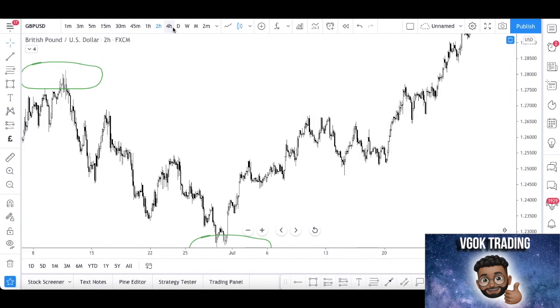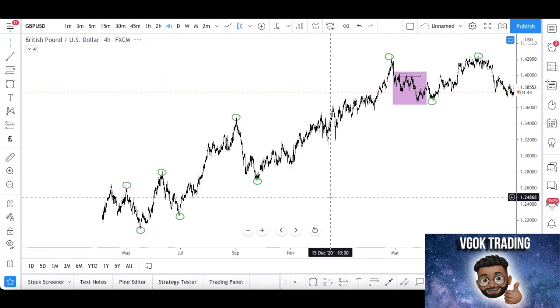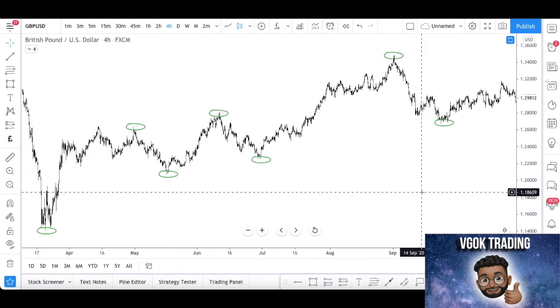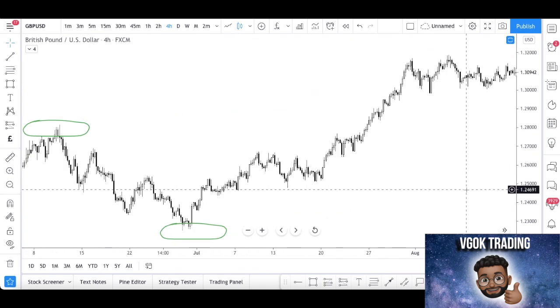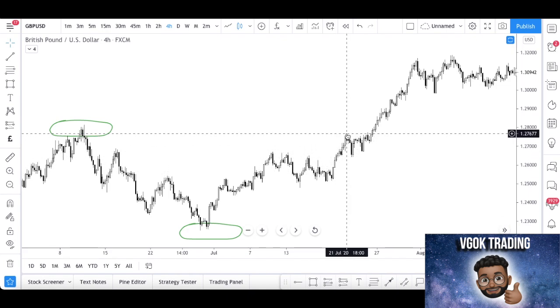So if we look even at a 4-hour time frame, let me just scroll back to where we were looking. So we were looking around here. And what we can see, this was the move that I was talking about that sponsored that break of structure.